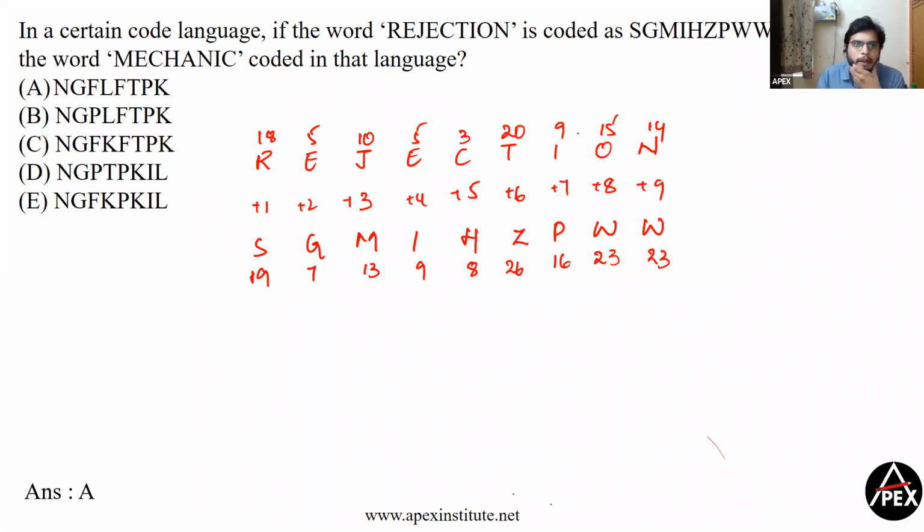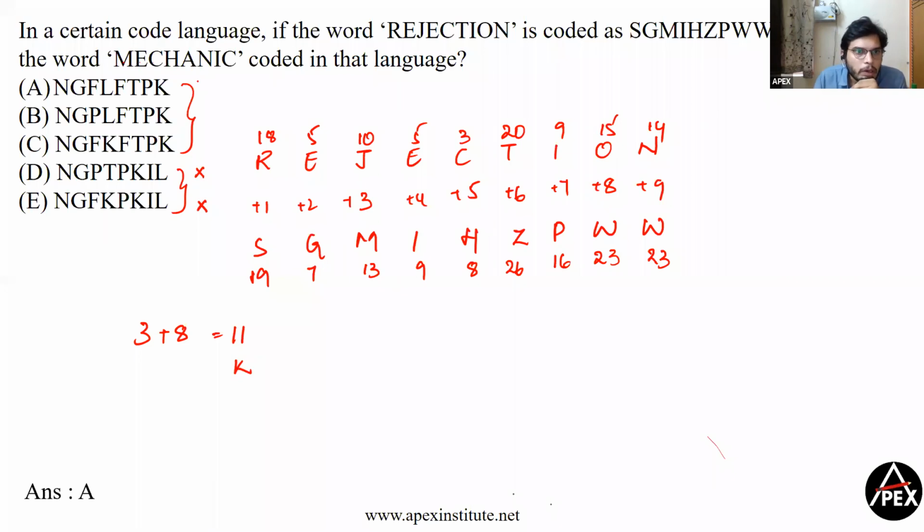Yes. Now mechanic. Now if I see the last letters K and L. How many letters do I have in mechanic? 1, 2, 3, 4, 5, 6, 7, 8. So the last letter should be 3 plus 8, 11. Okay. So it should correspond to 11. So I can eliminate option D and option E. So it should be K at the end.